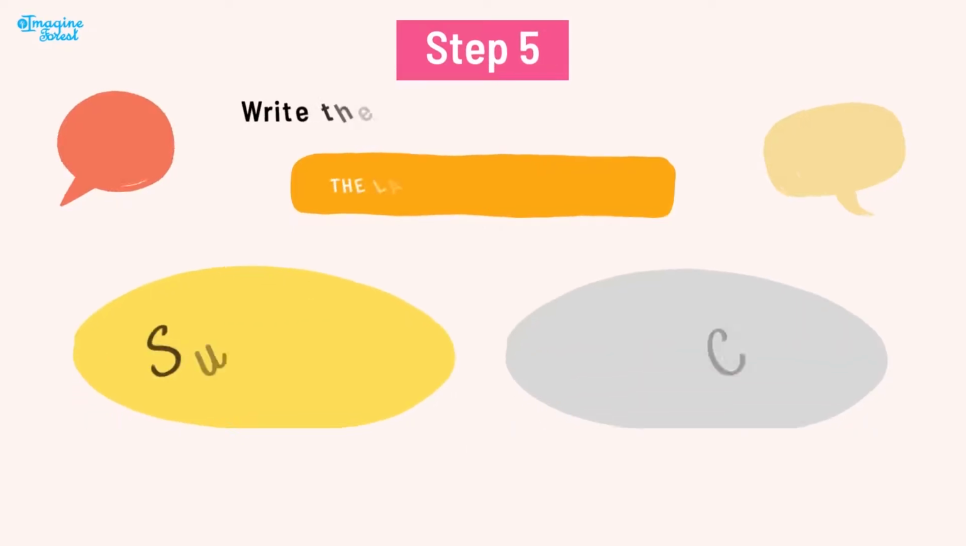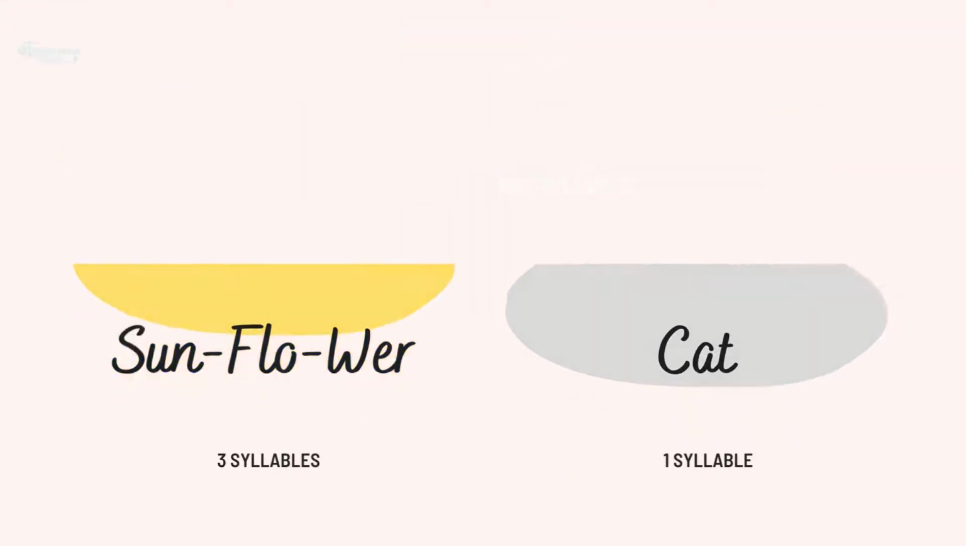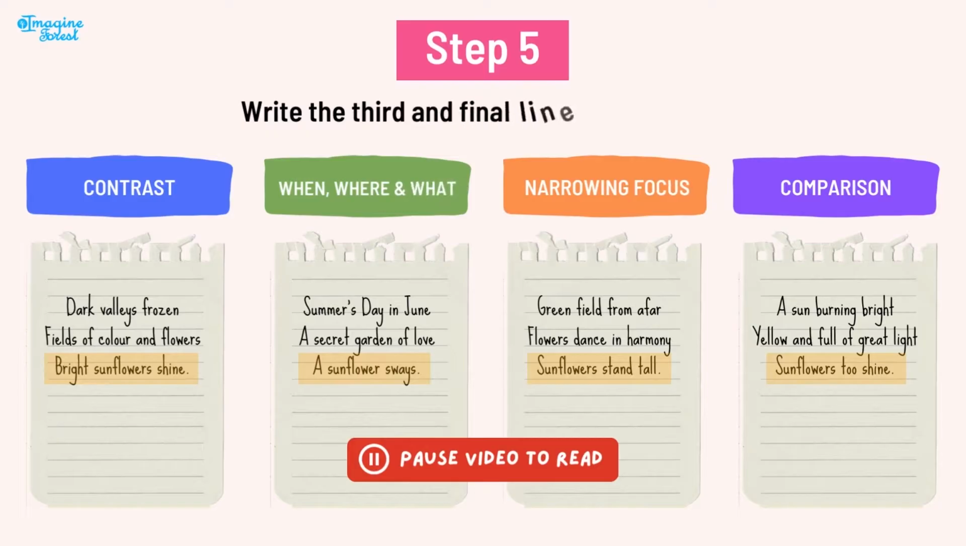Step 5. Write the third and final line of your haiku. The last line of a haiku poem has 5 syllables. Again, it should continue from the second line, or have some connection to it. Here are 4 different ending lines, using the techniques from Step 2, for the idea of sunflowers.